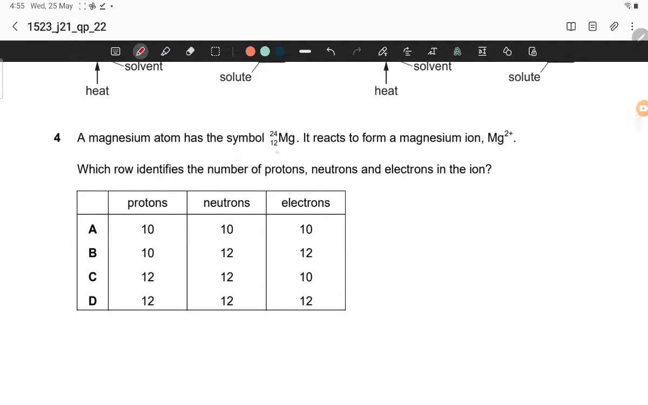A magnesium atom has the symbol 12, 24. It reacts to form a magnesium ion, Mg2+. Which row identifies the number of protons, neutrons, and electrons in the ion? The proton number is 12, the neutron number is also 12, and because magnesium carries two positive charges, magnesium loses two electrons. After losing two electrons, the electrons become 10. So 10 is correct, but 12 neutrons is incorrect here, and this is also incorrect. Here 10 is incorrect, 12 neutrons is correct, and this is incorrect. 12, 12 and 10: this option must be correct.